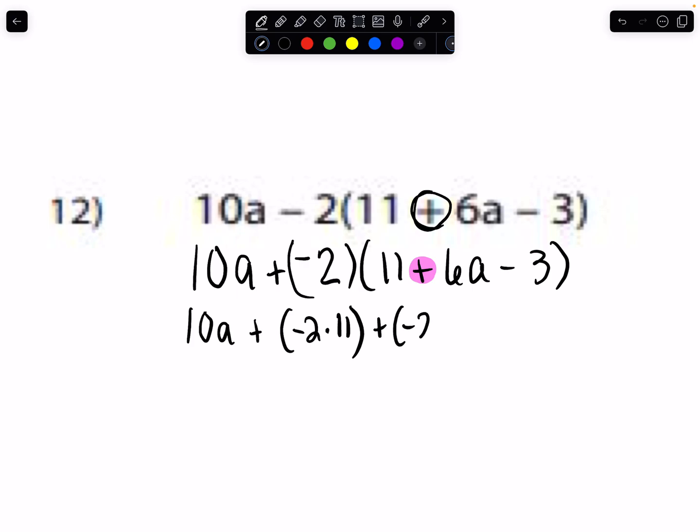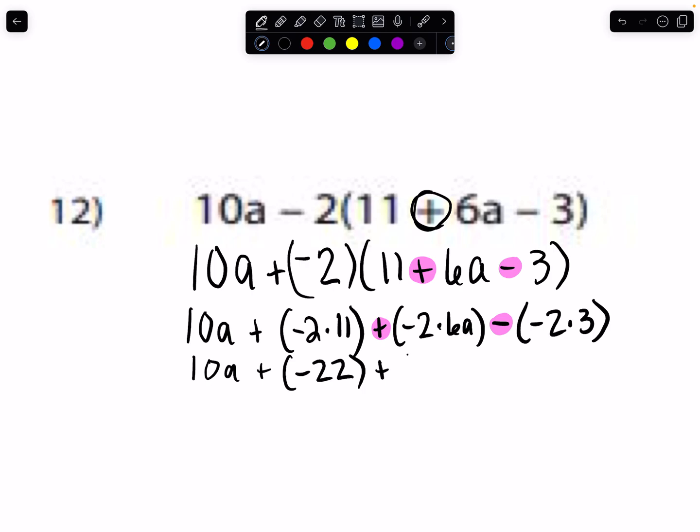Then I do negative 2 times 6a. And I'm bringing down the minus from right there. Okay, I hope you see it right there. See, I brought down the minus from right here. Now I'm going to do negative 2 times 3. So the reason why that's important is because when you multiply this at this point, this turns into negative 22. This turns into negative 12a.